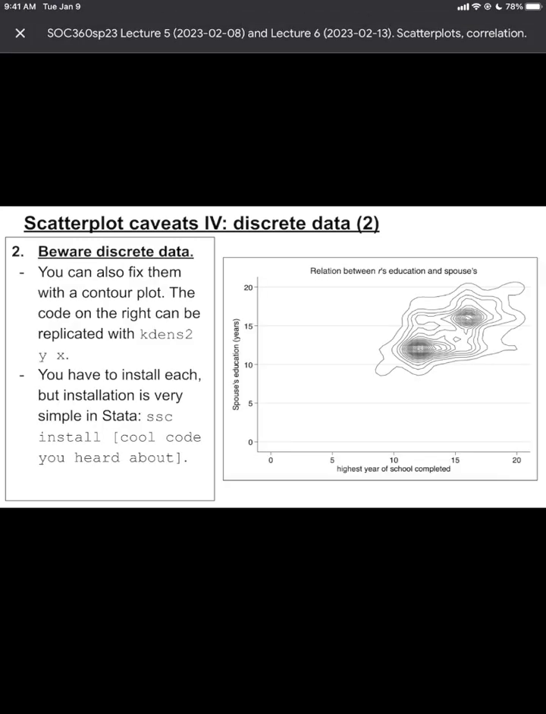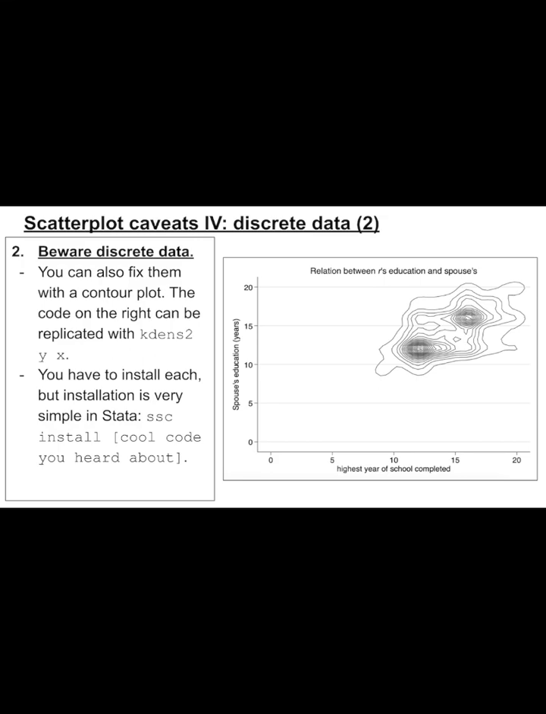So I'll show another approach here. You could also fix these with a contour plot, and you could get this code on the right with the command kdense2 yx, and you'll need to install it. So you can write ssc install and then whatever command that you heard about. So in this case, you could just write ssc install kdense2, and it'll install it free of charge. It's a user-written command. But how do we interpret this cool graph?